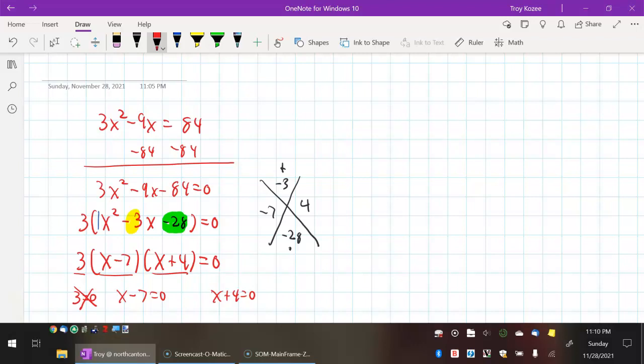If it does have a variable in it, like let's pretend that this is a 3x, then one of your answers is going to be 0. Okay, so here x could be 7, here x could be negative 4, and those are my two answers. This example shows you what you do when you have a GCF and then, having a leading coefficient of 1, you can do a diamond puzzle.